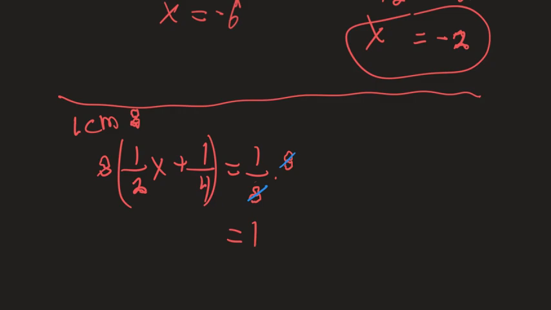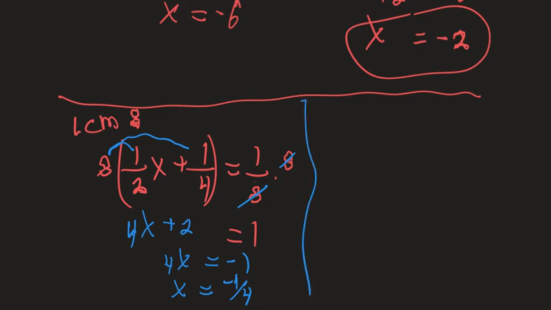What's 8 times a half? Half of 8 is 4. Okay, 4x. And the other one is 8 times 1 is 8 over 4. 8 over 4 is 2. So minus 2 minus 2. 1 take away 2 is negative 1. Divide by 4, divide by 4. Negative 1 over 4. Okay?